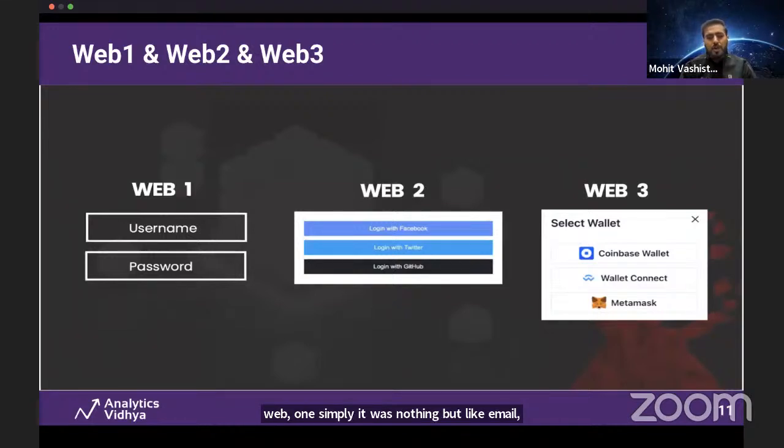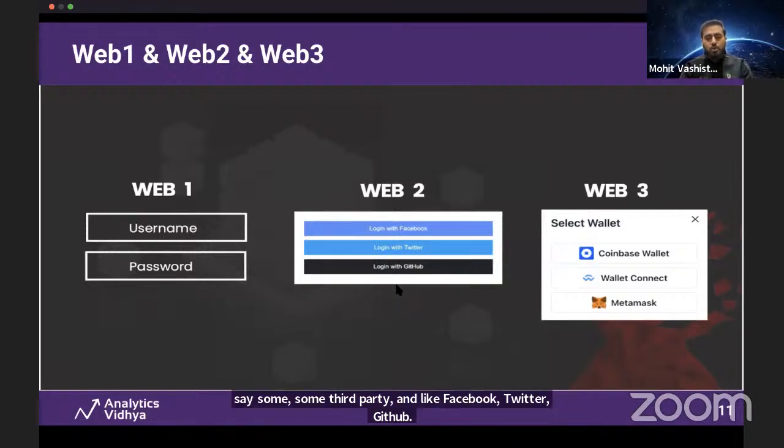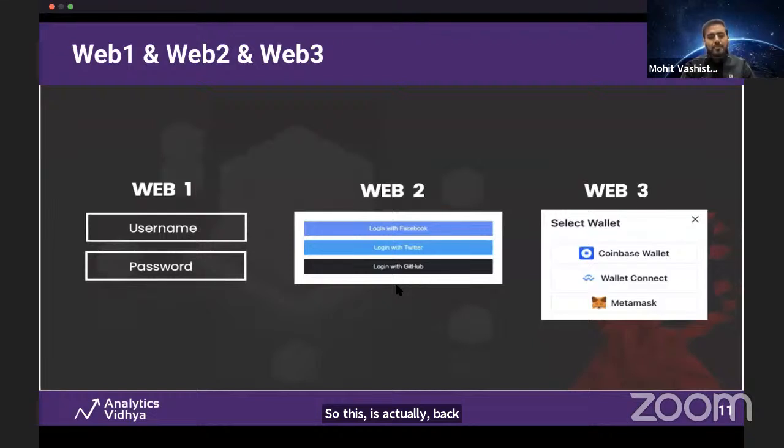You have a user ID, you have a password, you can simply log in, right? Then came the web 2 space, where your control is with some third party, like Facebook, Twitter, GitHub. So this is actually web 2. Now we give control to someone to, for example, hold our funds; we give control to a bank. To hold our personal data, we give control to Facebook and Twitter, and to GitHub for our professional data, right? They hold our data.